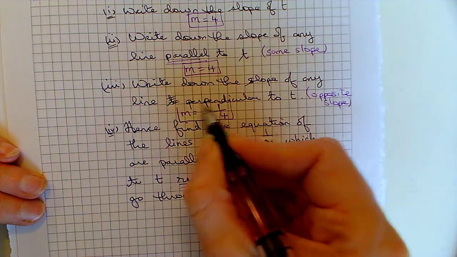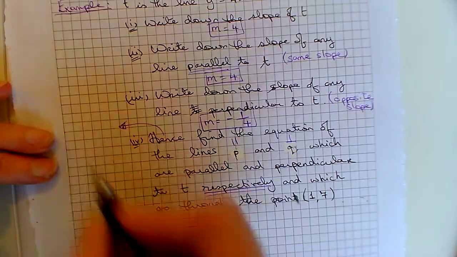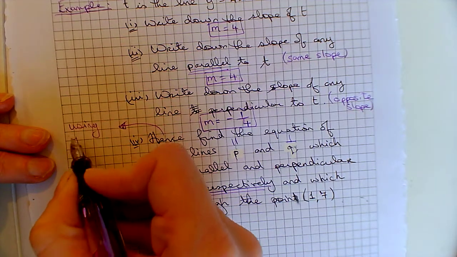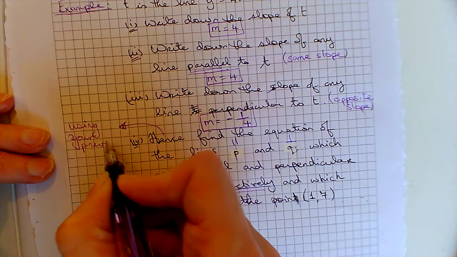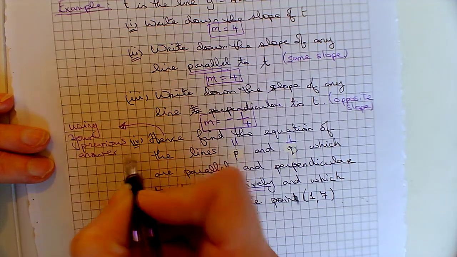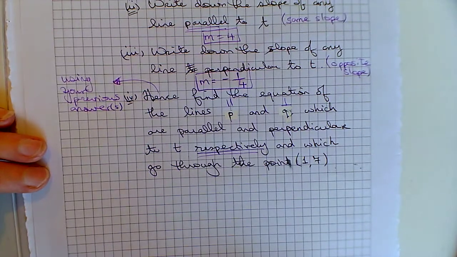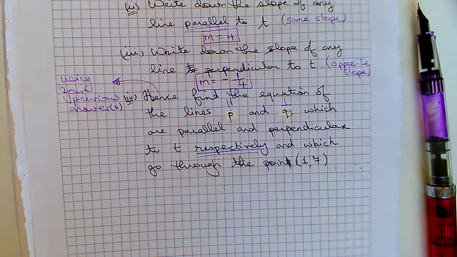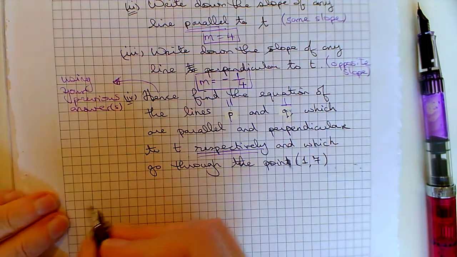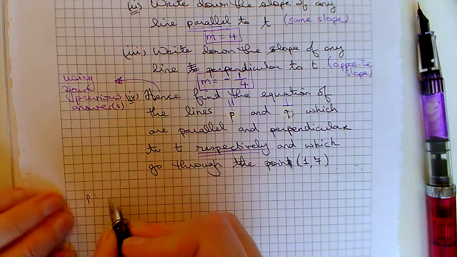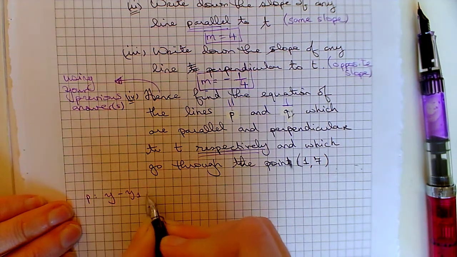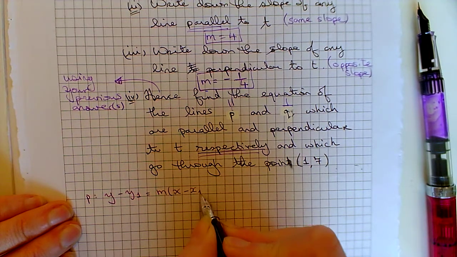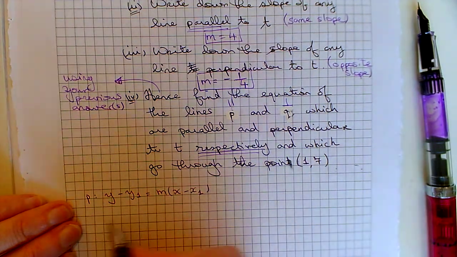And then we've got 2 things to do in part 4. Hence, what does hence mean? Hence means using your previous answer. Find the equation of the lines P and Q, which are parallel and perpendicular to T respectively. So remember, respectively means each at a time. So let's start with the line P. So for the line P, we're going to use the formula y minus y1 equals m by x minus x1. So that's my formula for the equation of the line. Where do x1 and y1 come from? They come from the point.